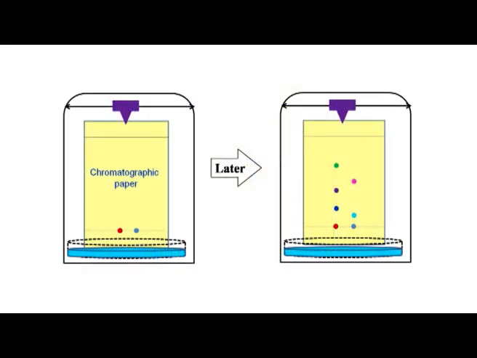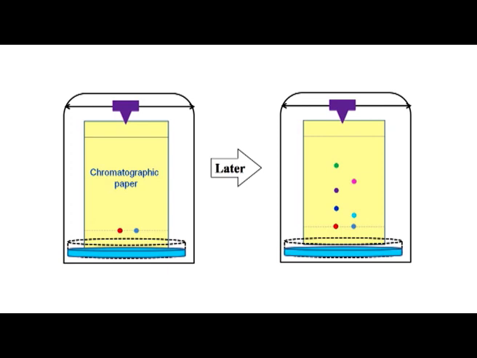So, as you can see, the spot is allowed to dry and placed in a chromatogram developing jar, or we can say chromatogram developing chamber. The chamber consists of a support for hanging the paper, a solvent trough, and an airtight glass tank which is saturated with the mobile phase, or the solvent that is going to be used for the separation.